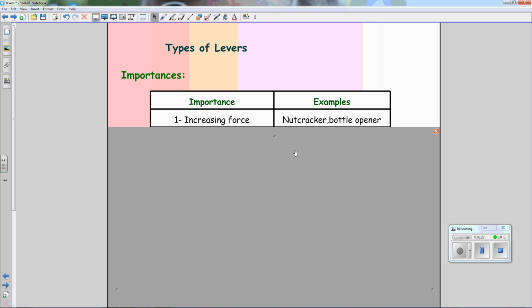Examples like the nutcracker. The nutcracker is a simple machine that we use to crack nuts. A bottle opener. So these are examples of levers that increase our force.